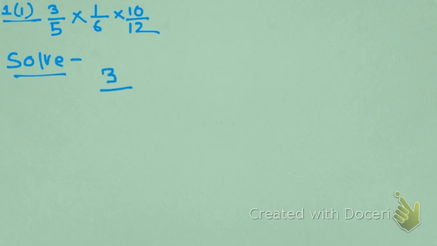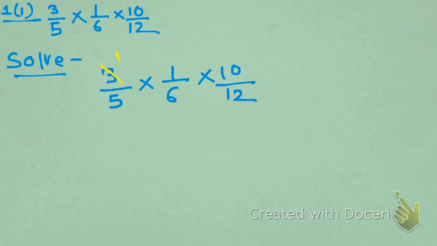Let's write first this question here. 3 upon 5 into 1 upon 6 into 10 upon 12. So here divide 3 and 6. So 3 1 times and 3 2 times. Here 5 1 times, 5 2 times. Again 2 1 times and 2 1 times.